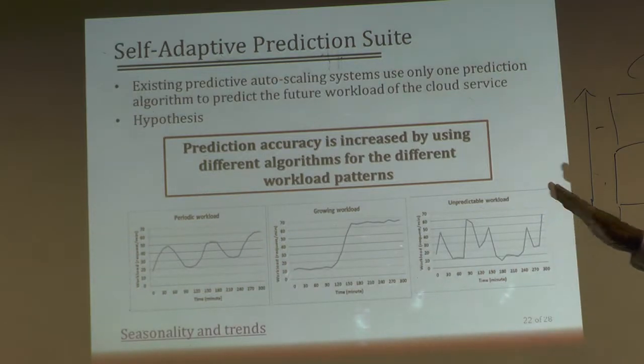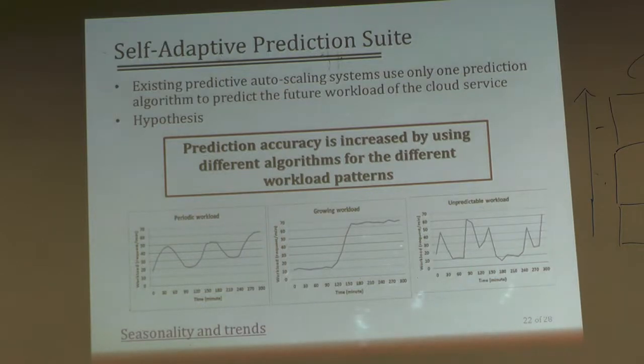Okay? And then we set up a hypothesis. A hypothesis is simple. Prediction accuracy is increased by using different algorithms for different workload patterns. Remember I told you we use HMM, Hidden Markov Model. We got the result. After that, we experimented with neural network, simple linear regression, and support vector machine, and we got some results also.